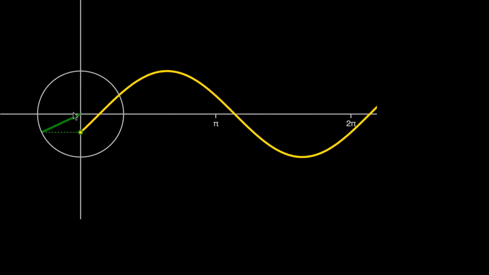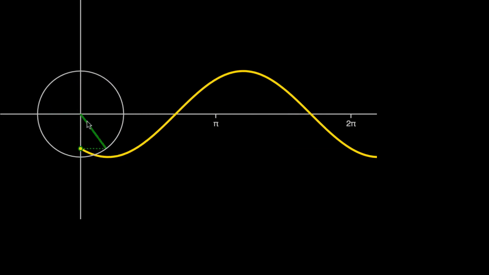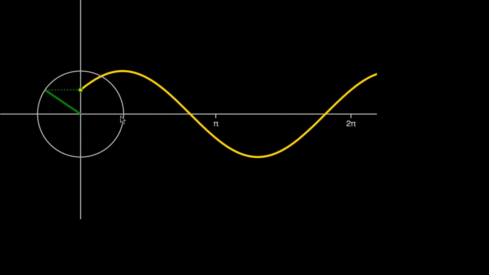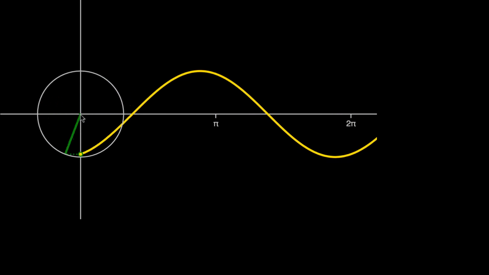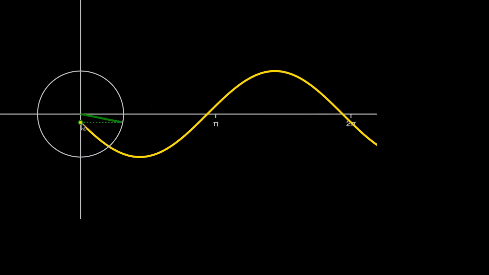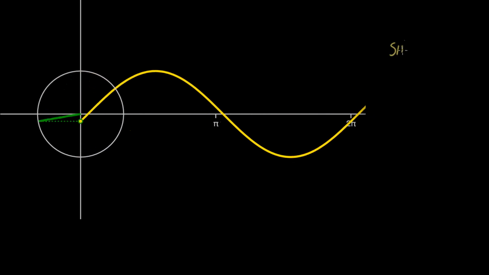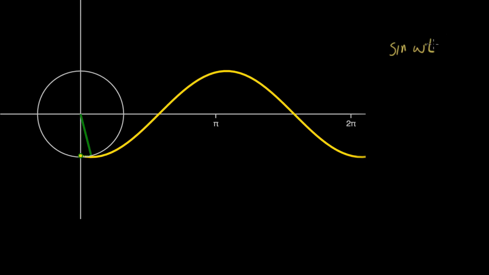So here's the plot. Here's what a sine wave looks like. As you notice, when the green line goes through 0 right there, let's wait till it comes around again, the value of the yellow line when it goes through 0 is 0. So this yellow line here is a plot of sine of omega t.